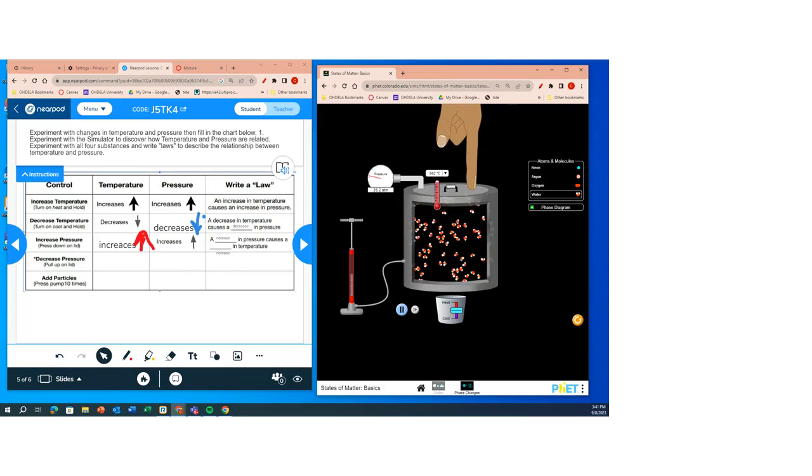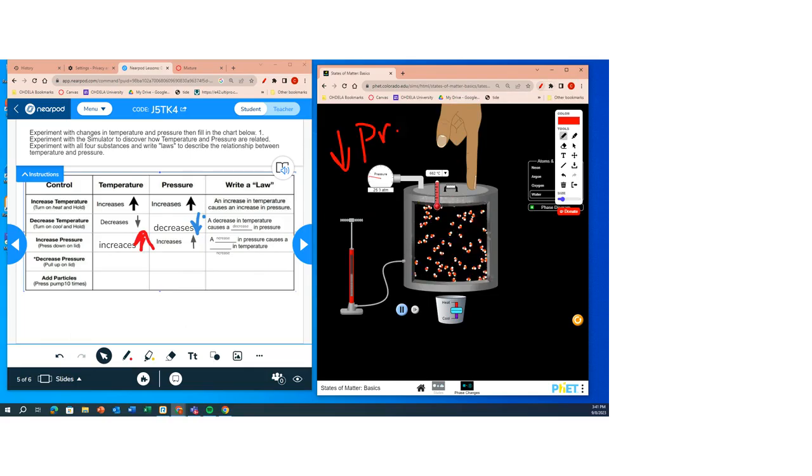So let me say this. Oops, try this again. All right, so to lower the pressure, we lowered the temperature. The bicycle pump seems to keep doing that as well. Okay, so it might be easier for me to just type this. It'll be easier for you guys to see it. So I am decreasing the pressure.